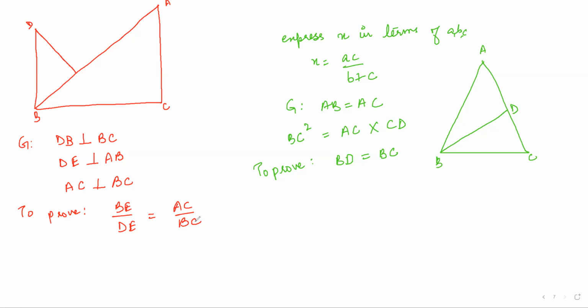Ma'am, in the figure you drew, where is E? Yeah, the figure is this, right? You can just name this point. Sorry, I just forgot to name it. This is E, right? So DB is actually perpendicular to BC, so that means the angles are 90 degrees. DE is perpendicular to AB, so this angle is 90 degrees. AC is perpendicular to BC, so this is 90 degrees. So this much information is given.